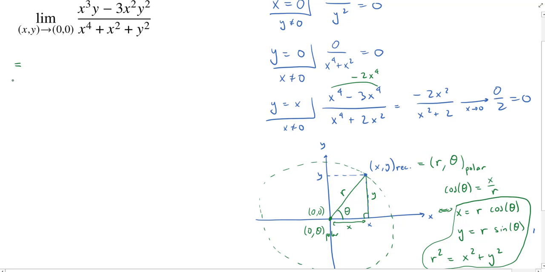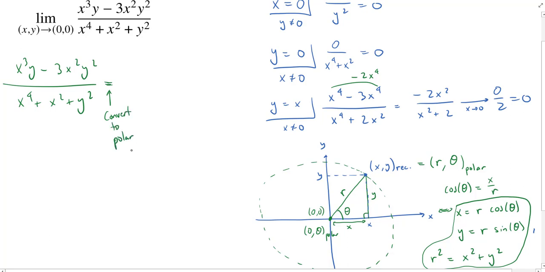Okay, so let's go back to our limit, and let's rewrite this in terms of r's and thetas. Let's just write the function for now. So x cubed y minus 3x squared y squared over x to the fourth plus x squared plus y squared. All right, so I'm going to convert. So this is a convert to polar now.